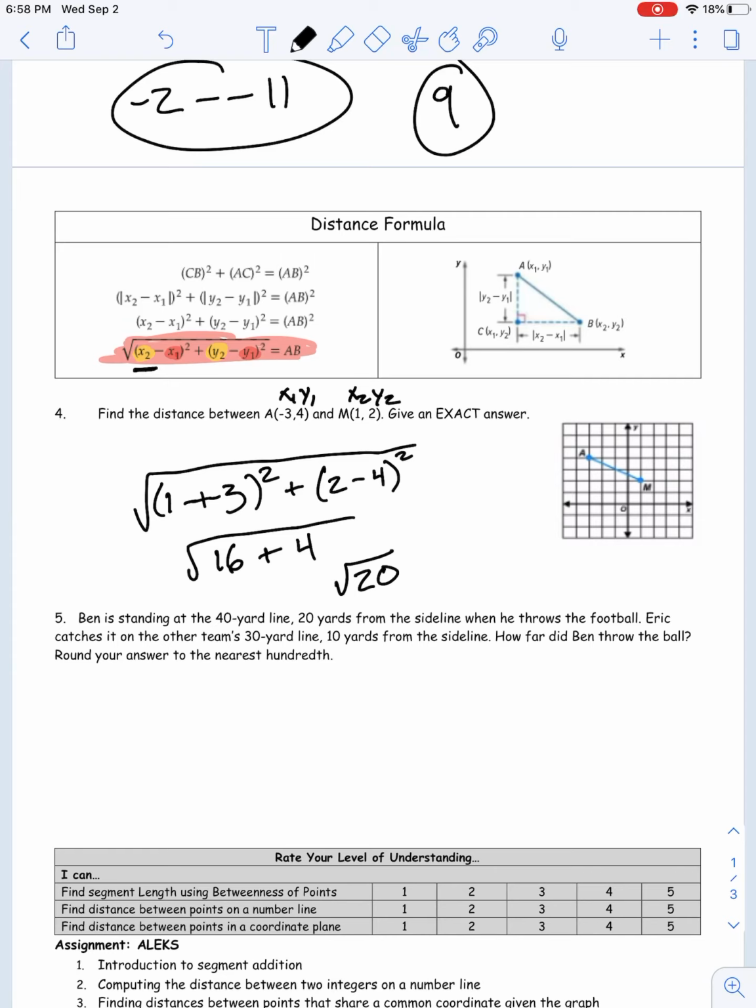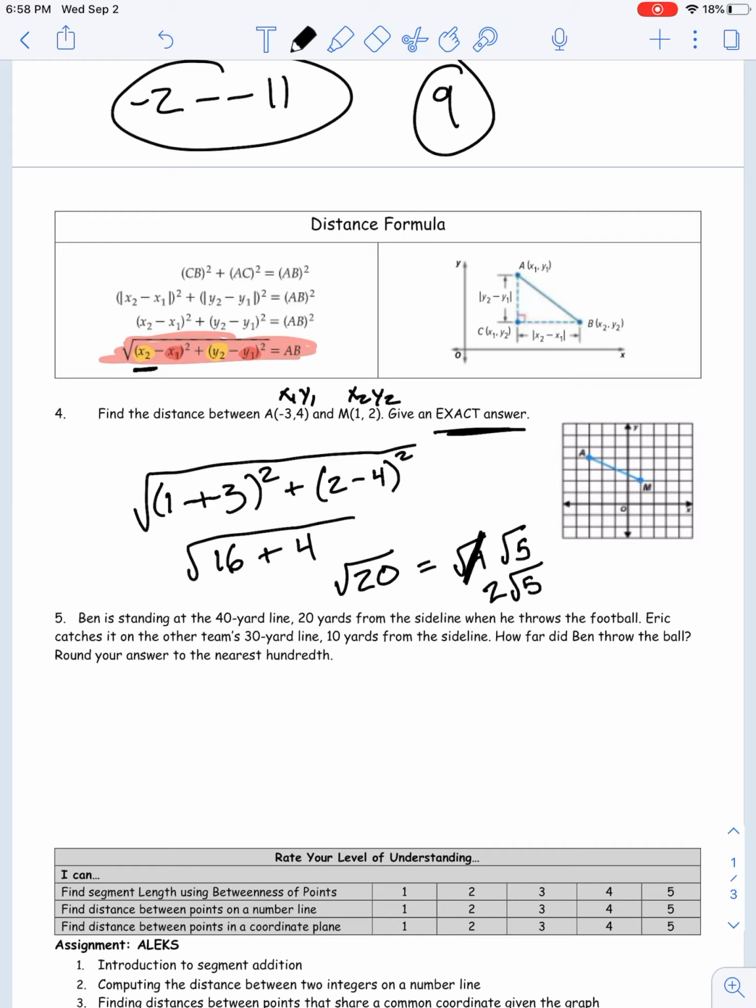Square root of 20 is kind of my final answer, but it asks for an exact answer. The way I'm taking that means we have to simplify this radical. So I'm going to separate it into the square root of 4 and the square root of 5, because 4 times 5 is 20. Then I can simplify the square root of 4 to a 2. My answer is 2 root 5.